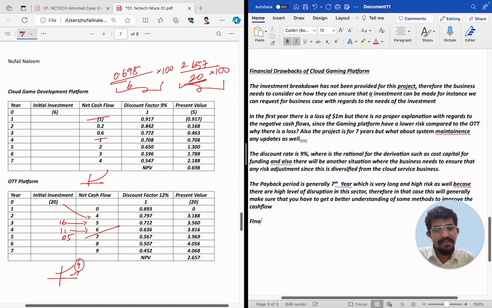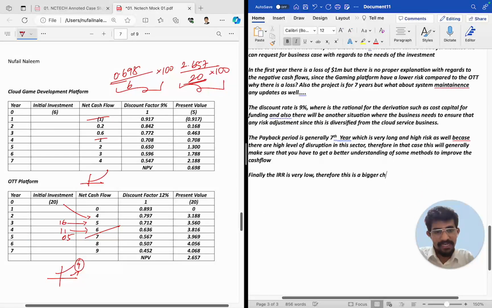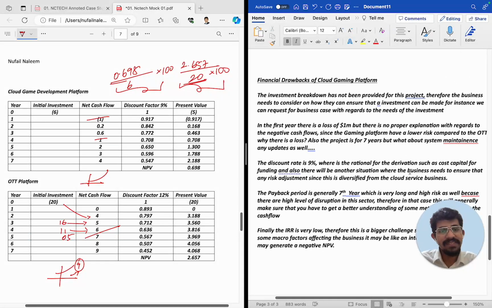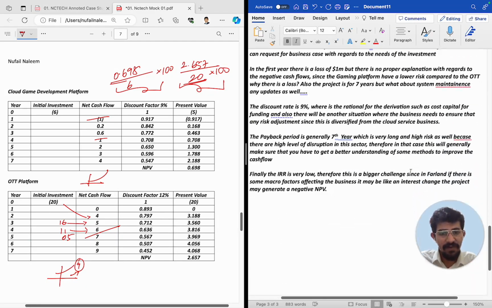And then, students, I'll write down finally, the IRR is very low. Therefore, this is a bigger challenge, since in Farland, if there are some macro factors affecting the business, it may be like an interest rate change. The project may generate a negative NPV. So just keep that in mind for your understanding. So students, these are the financial drawbacks of the cloud gaming platform for your idea.